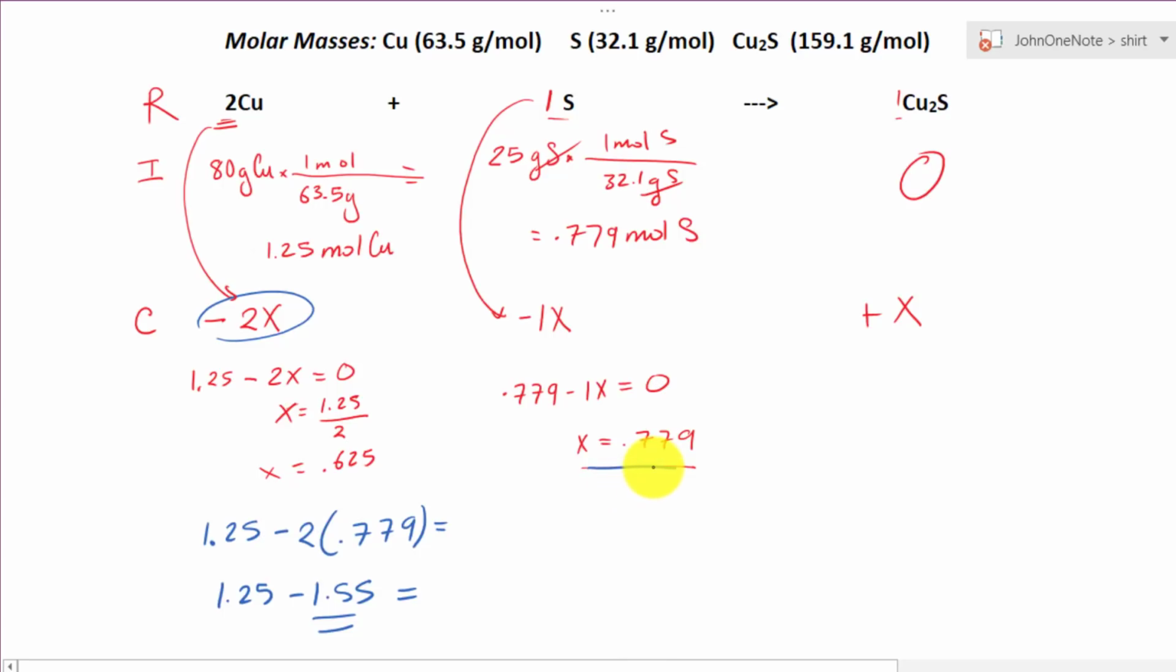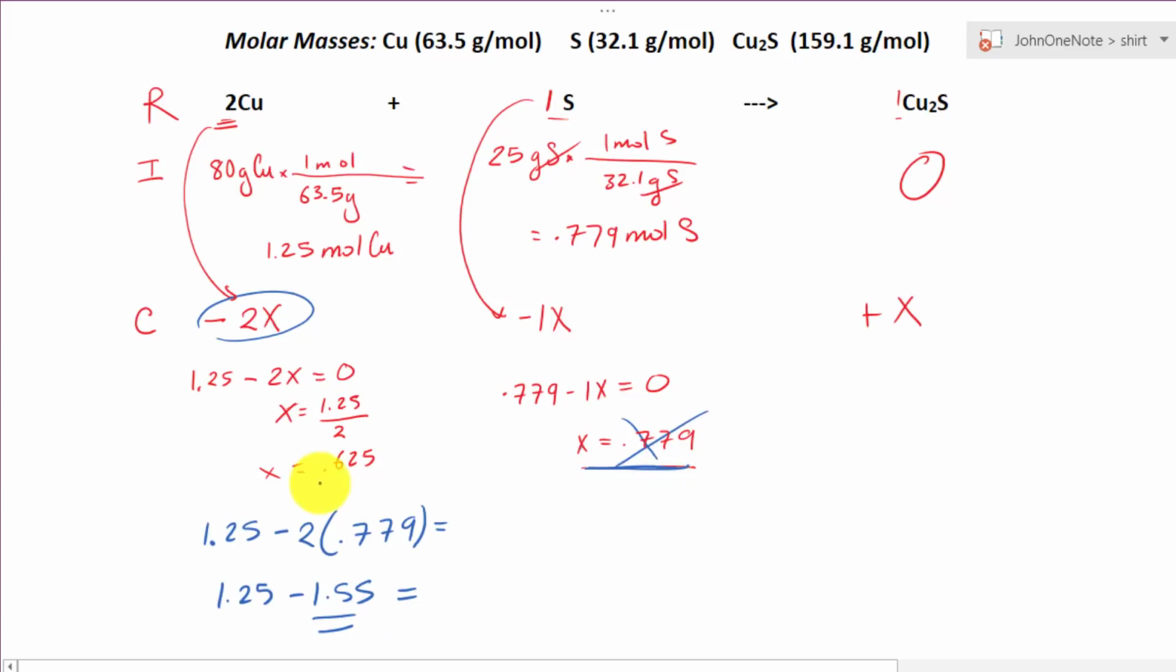Just to explain this again, we assume that this is the limiting reagent, which is x equal to 0.779. And both of them are x, okay? And we can prove whether it's a limiting reagent or not by looking at the other reactant and we plug in x. And we prove that, in this case, copper only has 1.25, but if we plug in x as 0.779, we have 1.55, that is a lot greater than 1.25. So we need more copper to react with that 1.55. So therefore, this cannot be the limiting reagent.